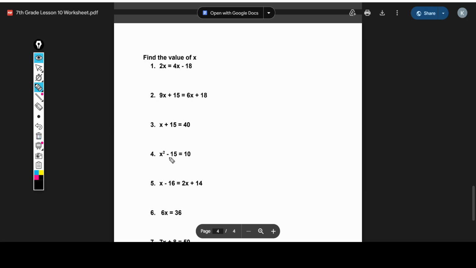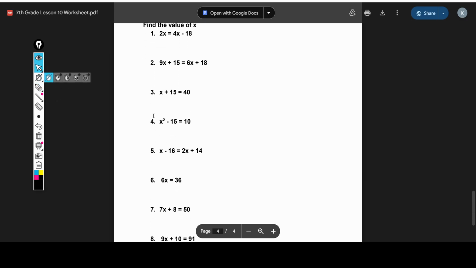Now I'll skip number 3 since it's very simple and go to number 4. So in this case, we want to isolate the x squared again, but you'll notice it's x squared, so that's a little bit trickier. But once again, we'll just start by isolating it by adding 15 to both sides. So we end up with x squared minus 15 plus 15, that's 0, equals 25.